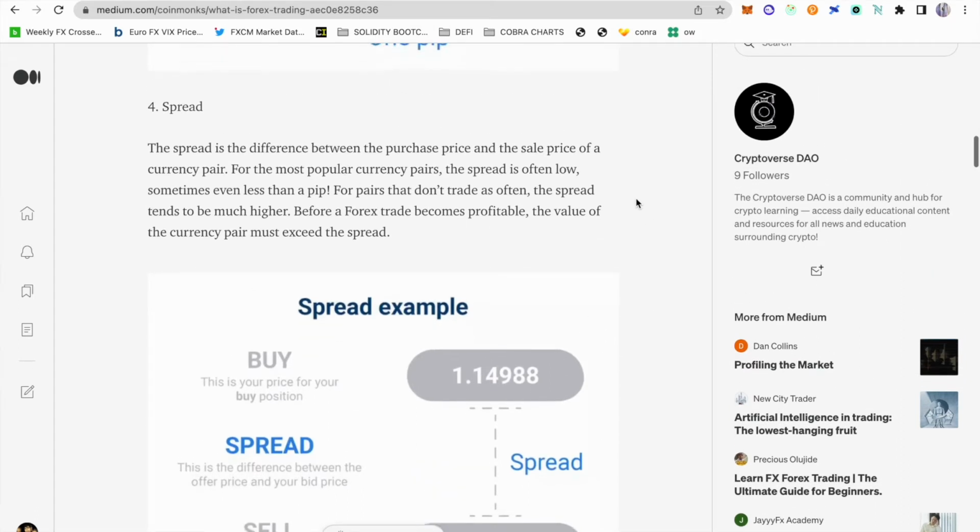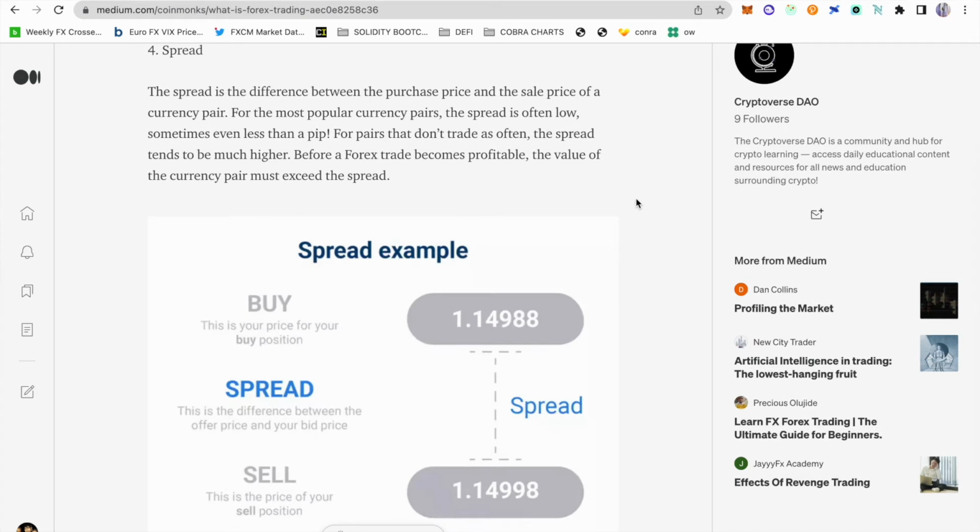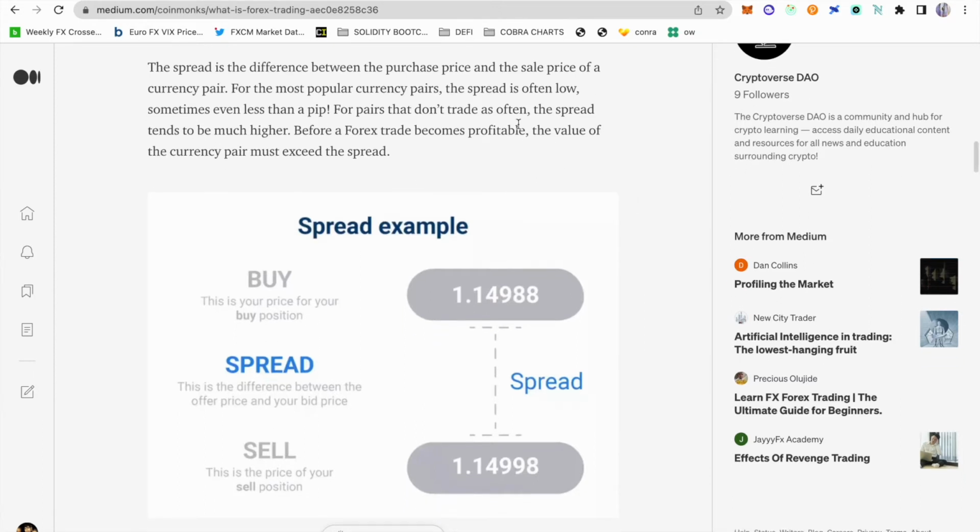So let's read a little bit. Let's define this. The spread is the difference between the purchase price and the sale price of a currency pair. For the most popular currency pairs, the spread is often low, sometimes even less than a pip. For pairs that don't trade as often, right? The spread tends to be much higher.